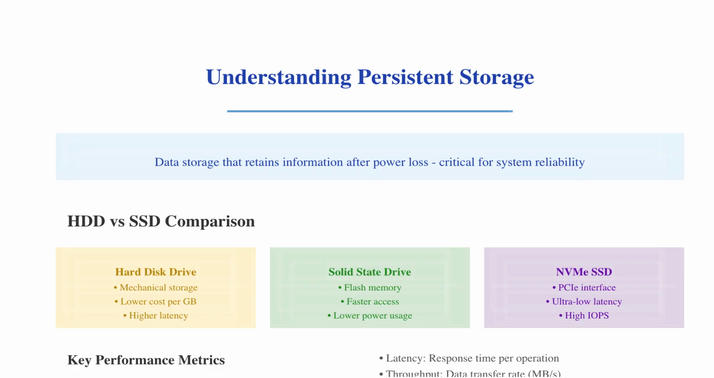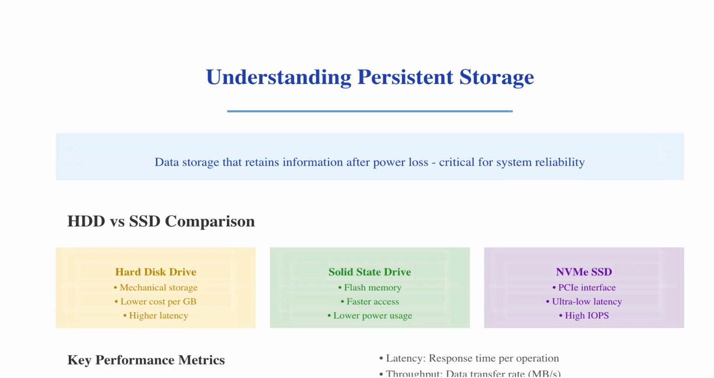Building on our storage fundamentals from page 1, let's now dive deeper into persistent storage. This is a critical concept that forms the backbone of modern computing systems. Persistent storage refers to data storage that retains information even after power is removed from the system. Unlike volatile memory, such as RAM, persistent storage ensures your data survives system reboots, power failures, and shutdowns. This is what allows us to save documents, install programs, and maintain our digital lives.